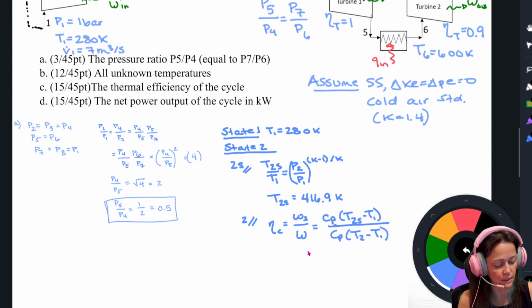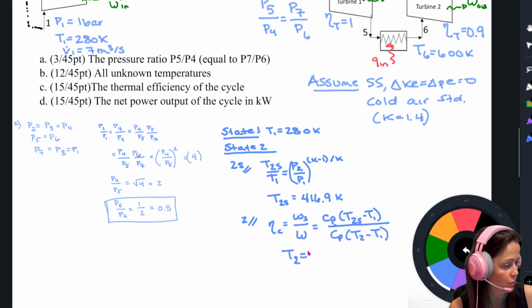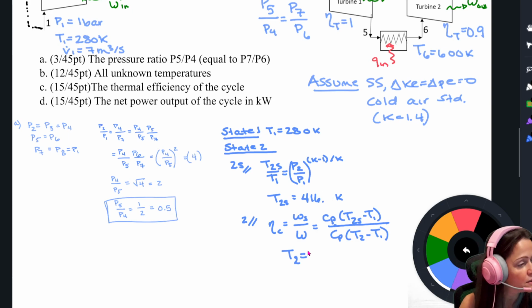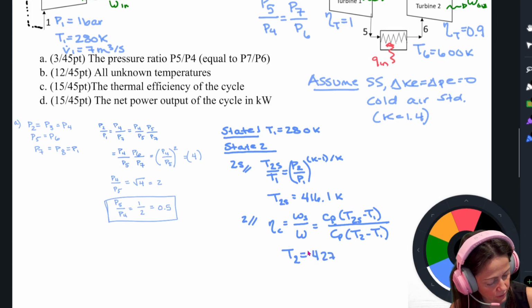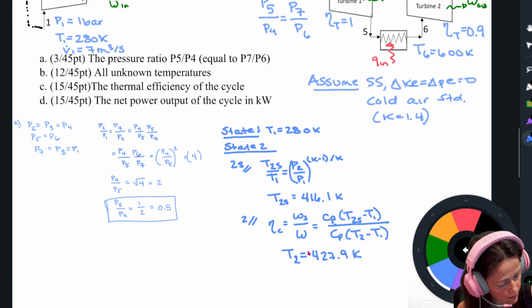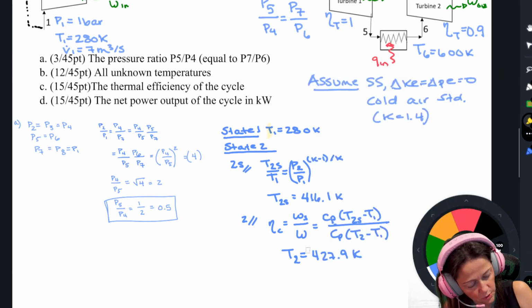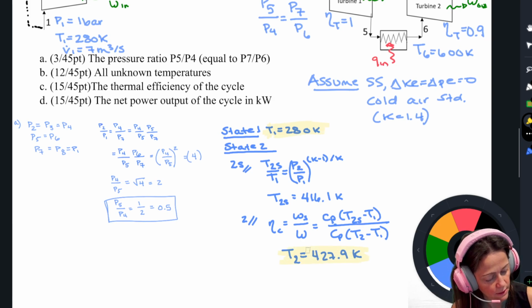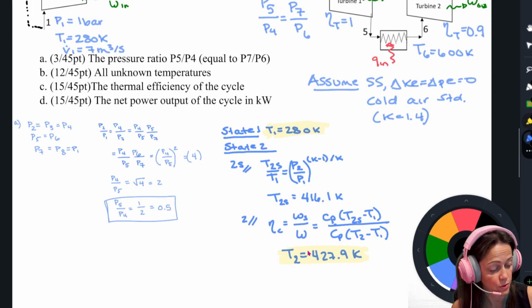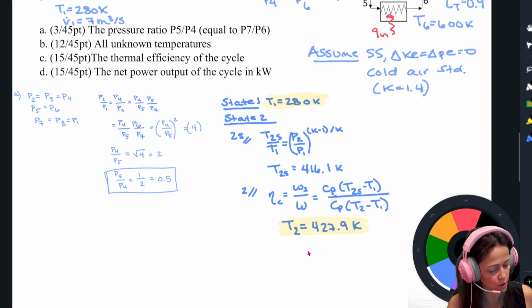I know T1, I know T2S. So T2 ends up being 427.9. Oh, I think this should have been 1. So 427.9 Kelvin. All right, so as far as the numbers that I'm going to plug into my governing equations, it's this T1 and this T2. Those are the numbers that you need to find. If you only found T2S and you didn't find T1, you probably got docked half credit on that particular temperature.